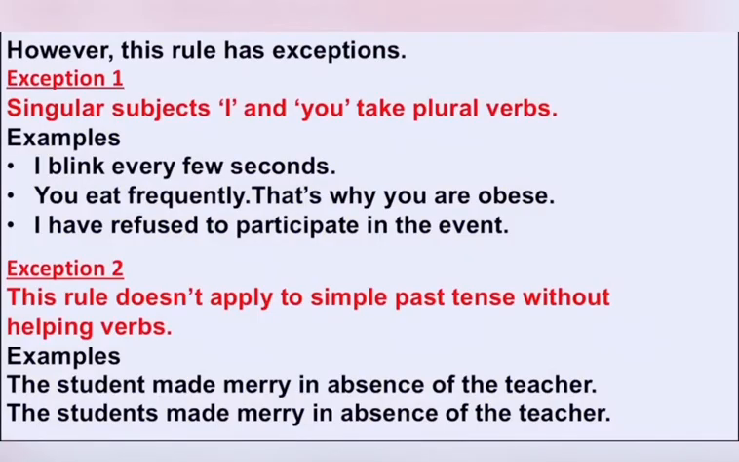Here it is, exception number 1: singular subjects I and you take plural verbs. Examples: I blink every few seconds, you eat frequently, that is why you are obese, I have refused to participate in the event. Here we can see the subjects I and you, though they are singular in number, take plural verbs. Now, exception number 2: this rule does not apply to simple past tense without helping verbs.